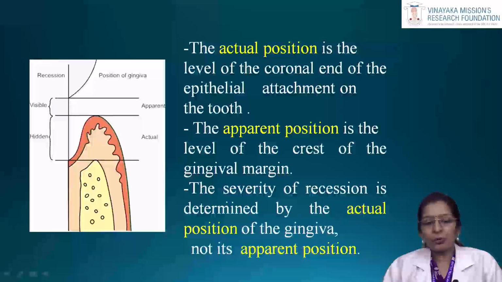In this diagram, you can see the exposure of the root surface. Now, you have to differentiate between visible recession and hidden recession, together called the actual or the apparent position. What is the actual position? The actual position is the level of the coronal end of the epithelial attachment on the tooth, whereas the apparent position is the level of the crest of the gingival margin. Here, the severity of gingival recession is determined by the actual position and not the apparent position. So, this is about gingival recession.